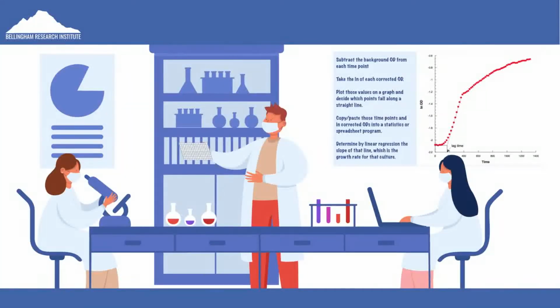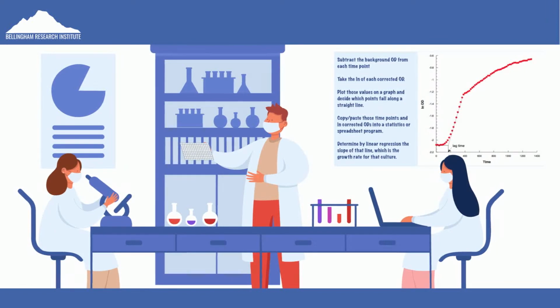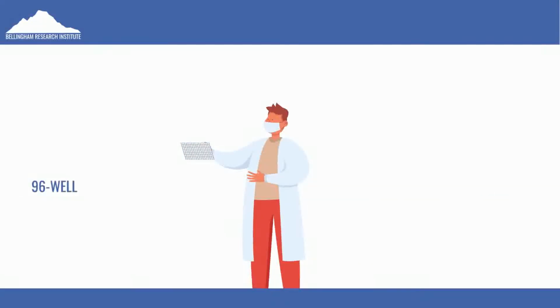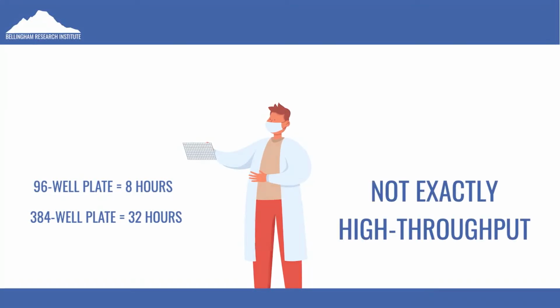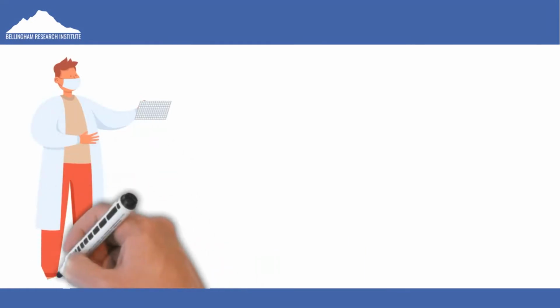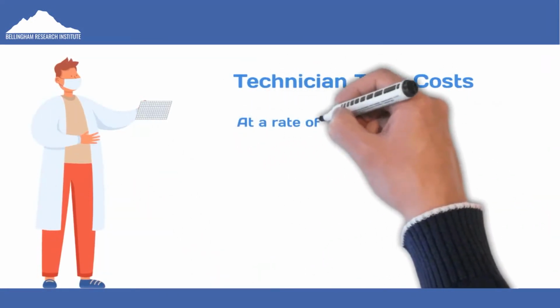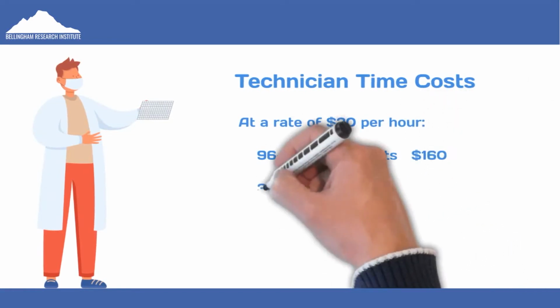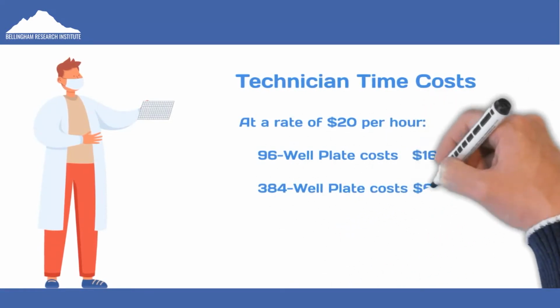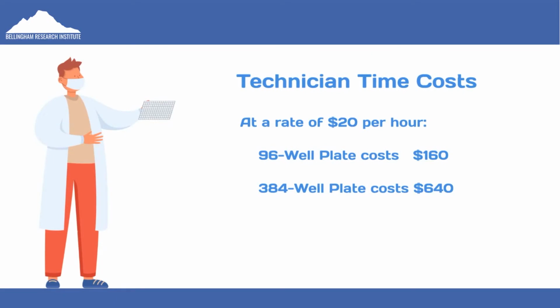An experienced person can, with intense concentration, accomplish those steps in about 5 minutes. That means 8 hours for a 96 well plate and 32 hours for a 384 well plate. Assuming $20 an hour labor cost, that means $160 to determine the growth rate for a 96 well plate and $640 for a 384 well plate. These labor costs will add up fast in your lab.